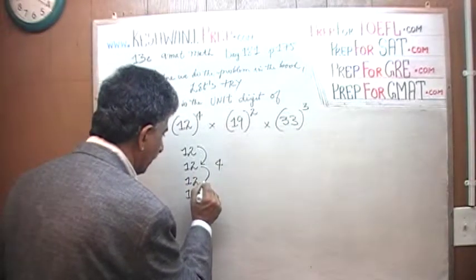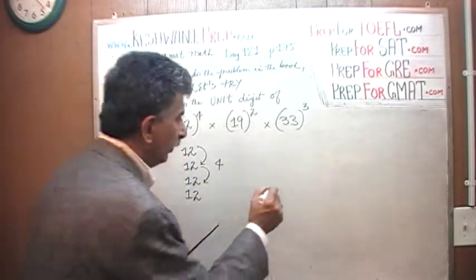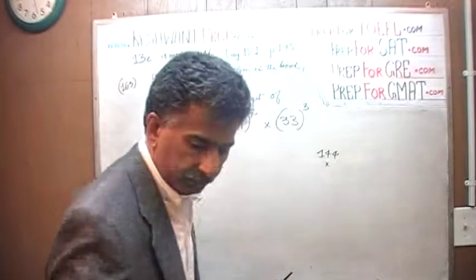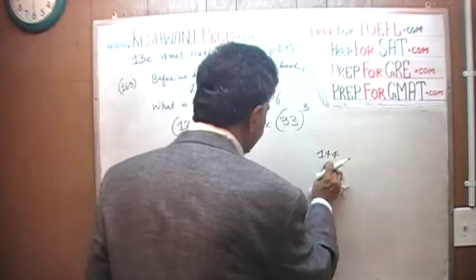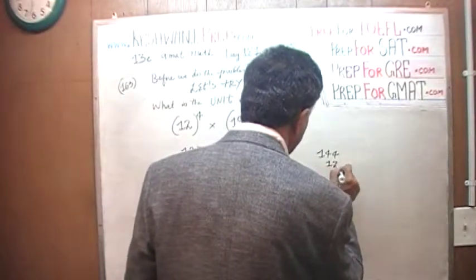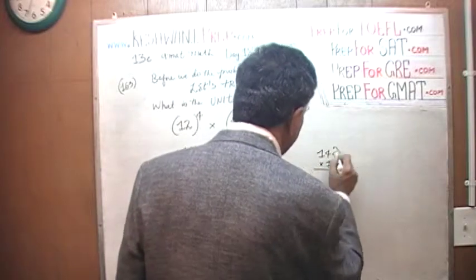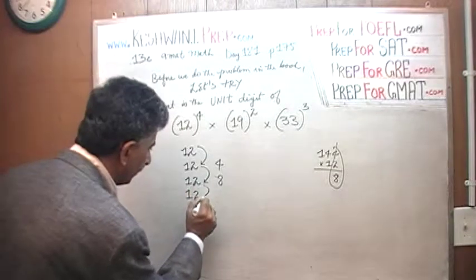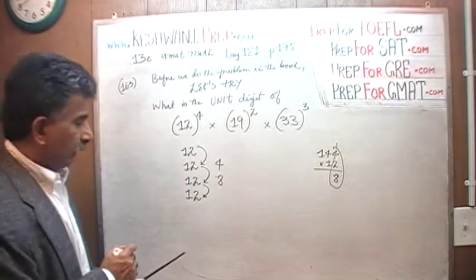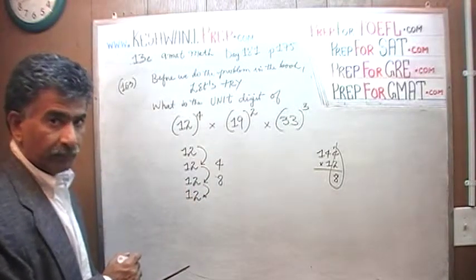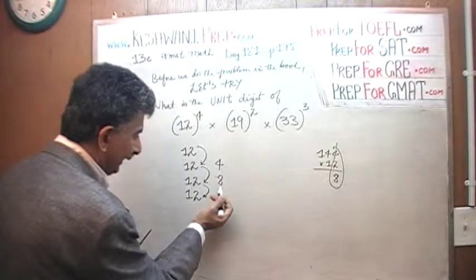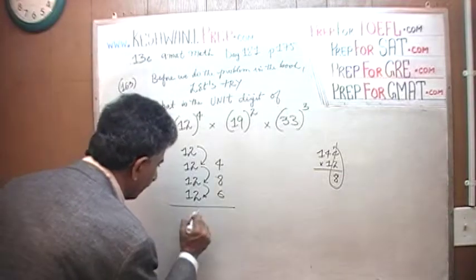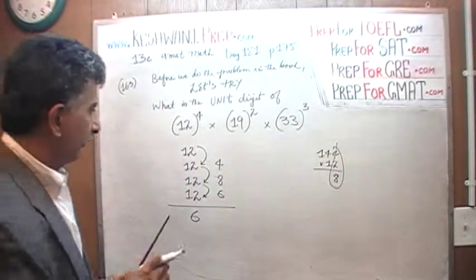If you go one more round, 144 times 12 should end in an 8. It will end in an 8. If you go one more round, 12 raised to the 4th power will be simply 8 times 2, which is 16. It will end in a 6. So 12 raised to 4 is going to end in a 6. The unit digit is going to be 6.